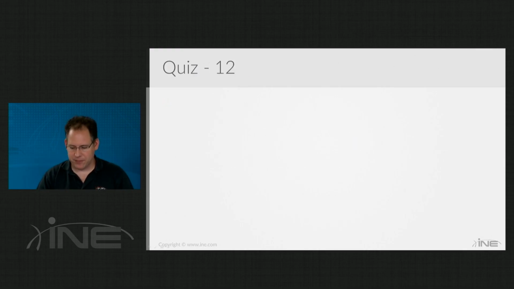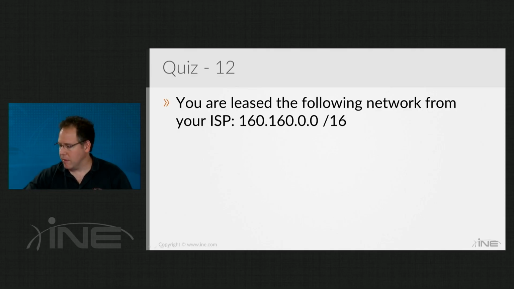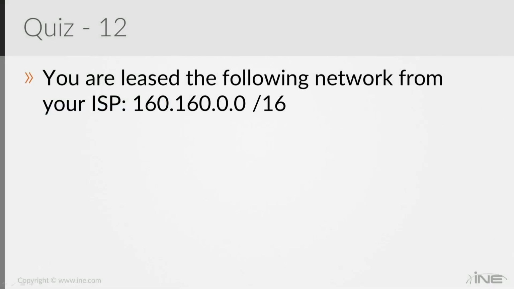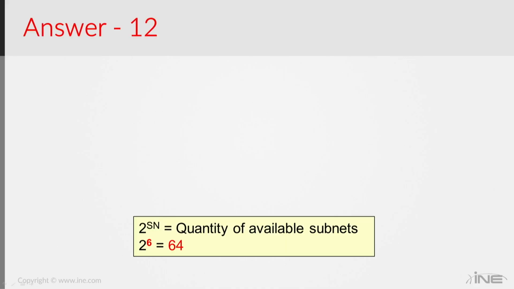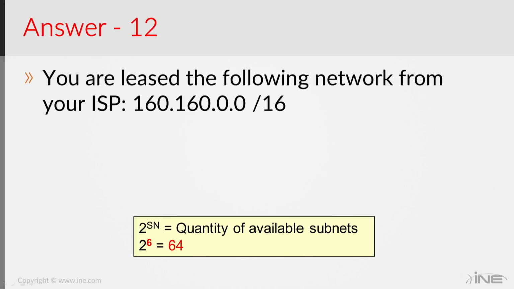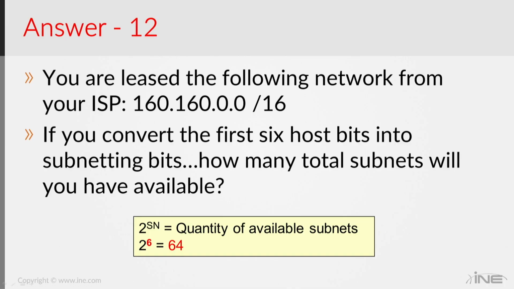Here's another one. You are leased this network from your service provider. If you convert the first 6 host bits into subnetting bits, how many total subnets will you have available? If we use that same formula, 2 to the power of 6 gives me 64 subnets available. That's right, 2 to the power of 6.